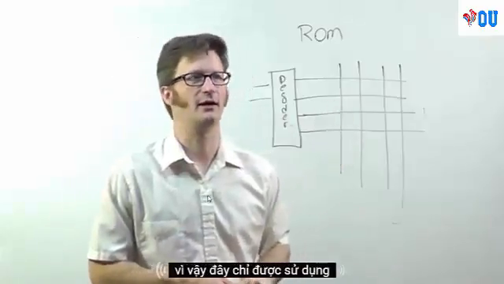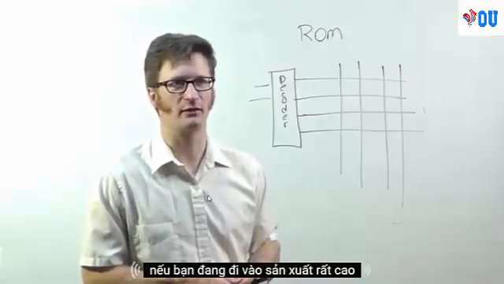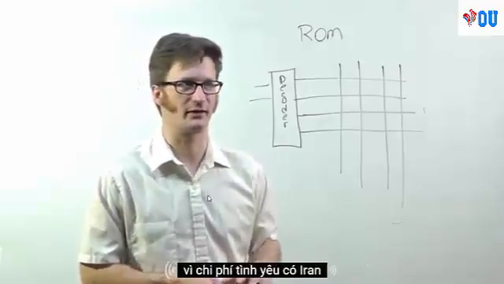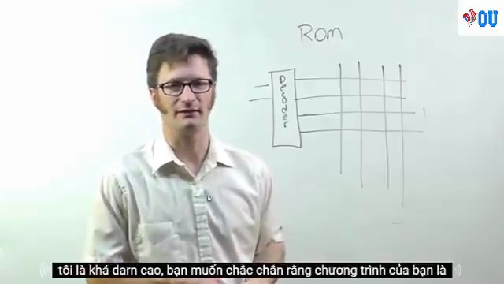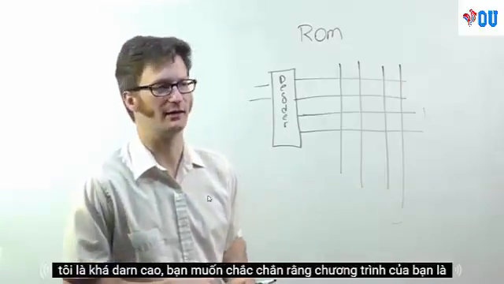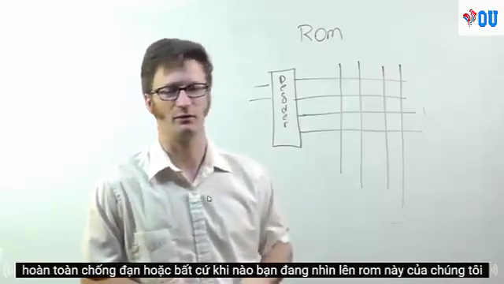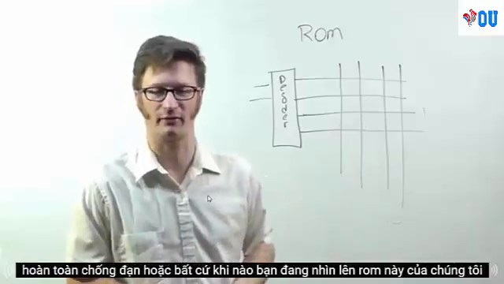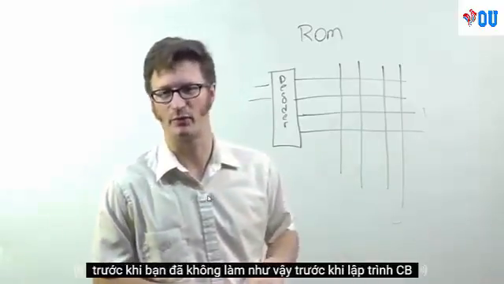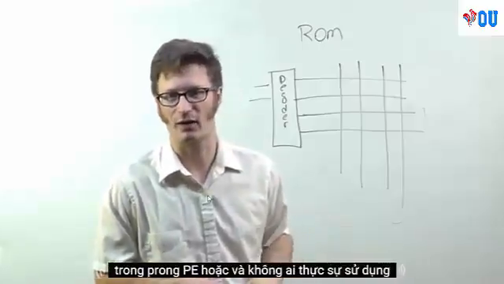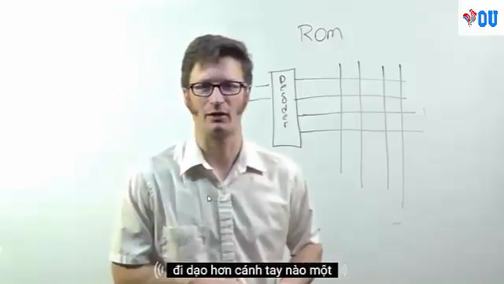So this is only used if you are going into very high production, because the cost of having a ROM made is pretty darn high. So you want to make sure that your program is completely bulletproof, or whatever you're looking up out of this ROM, before you have it made. Before this, you'd be programming with an EEPROM. Nobody really uses EEPROM anymore.